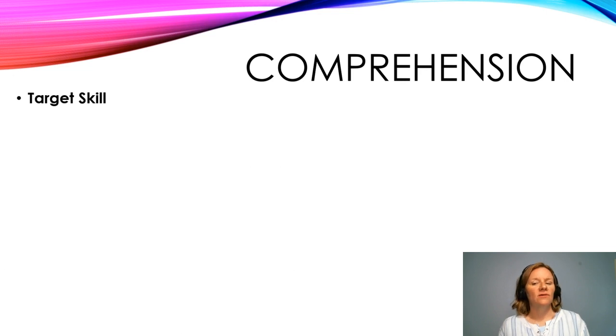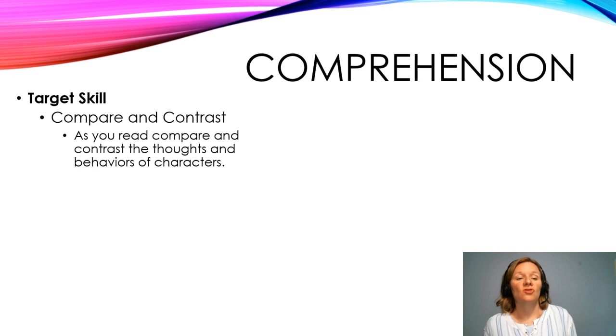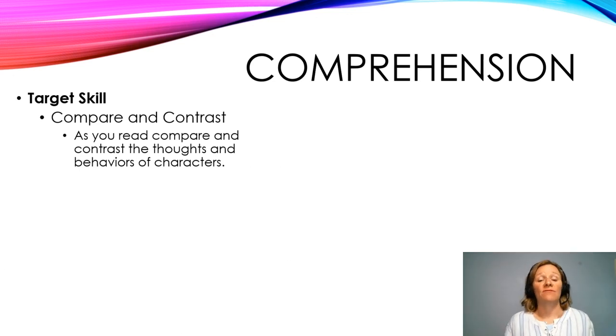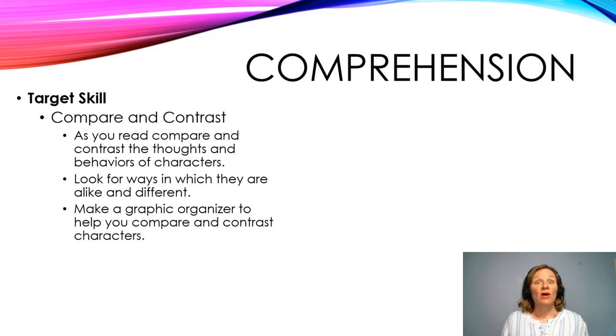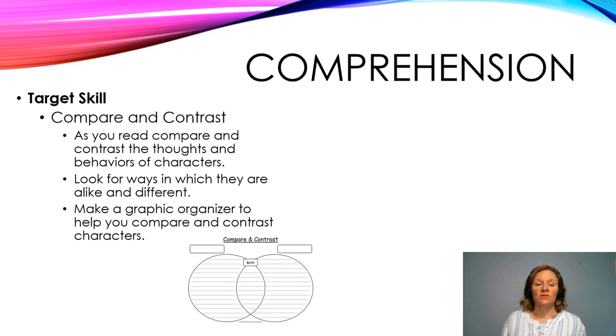All right, our target skill, once again, compare and contrast. So as you read, you're going to compare and contrast the thoughts and behaviors of the different characters. And then you're going to look for ways in which they are alike and ways they are different. And you're going to use a graphic organizer to help you compare and contrast the characters. And it's going to look something like this. And we'll do this in several stories throughout the week. You'll do it here in class today. We'll do one together. Then you all do one by yourself for your homework tonight.